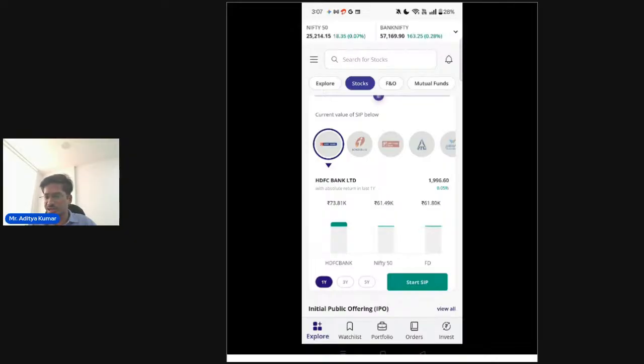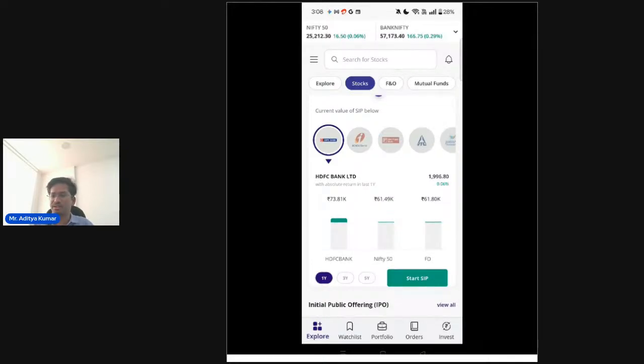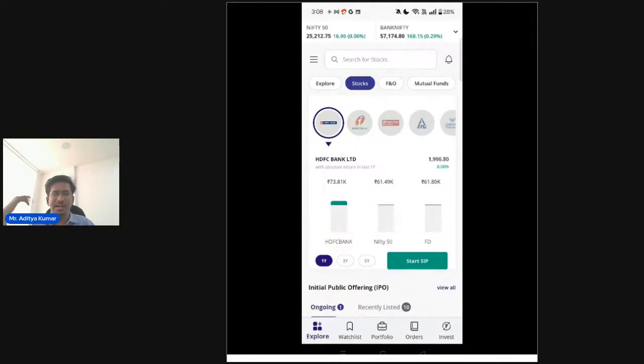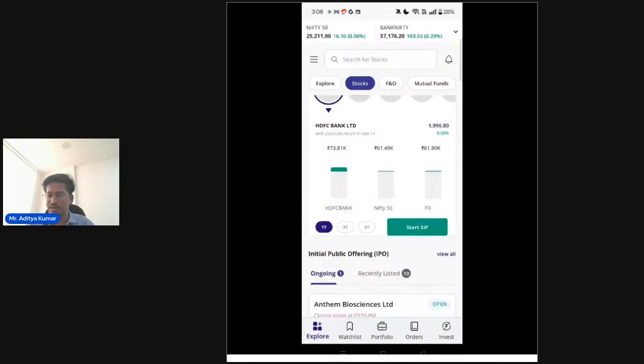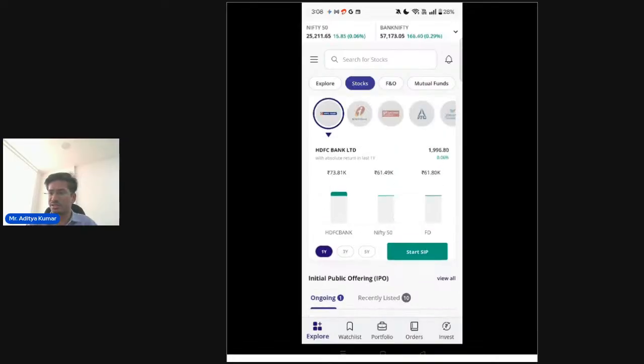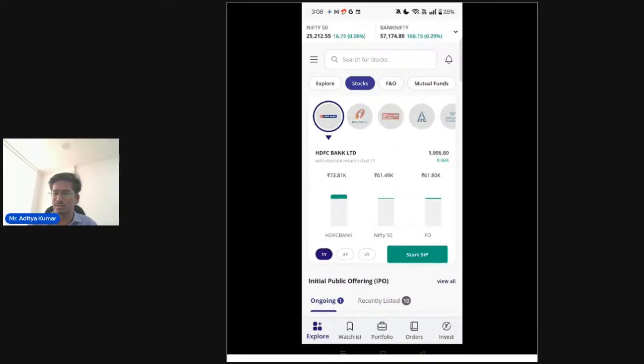You can see the current value has gone up to 73,800, and the returns you get by subtracting what you have invested, which is 60,000, from 73,800. So the current value is about 73,000 and the total investment is 60,000. The returns are 13,000 something compared to what you have invested in Nifty 50 and the FD. It just shows you how much your money has grown if you have invested in something like HDFC Bank, which is a very interesting thing. You can just browse for each and every stock.